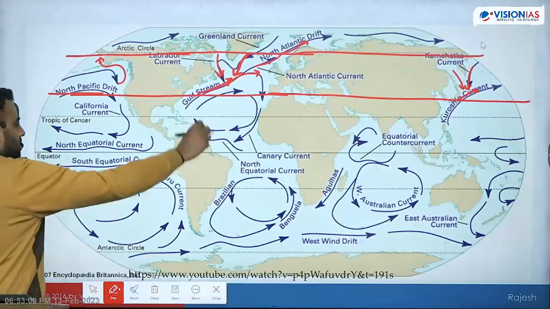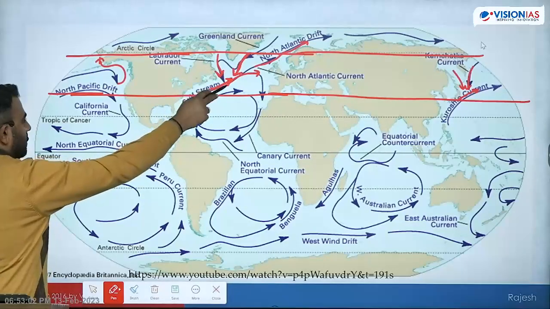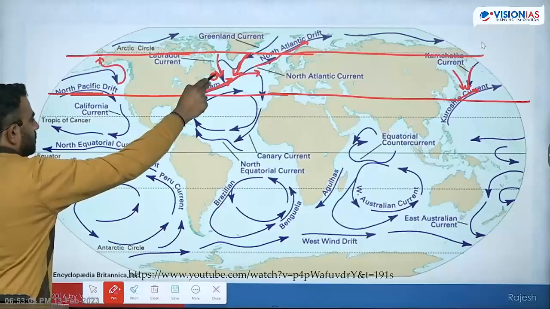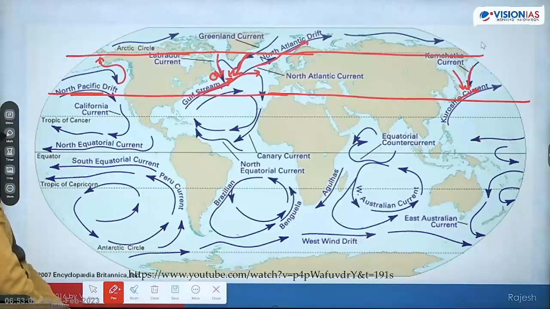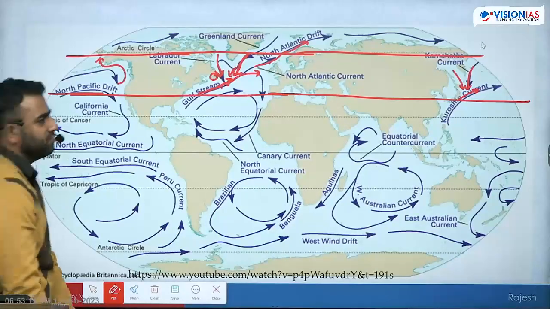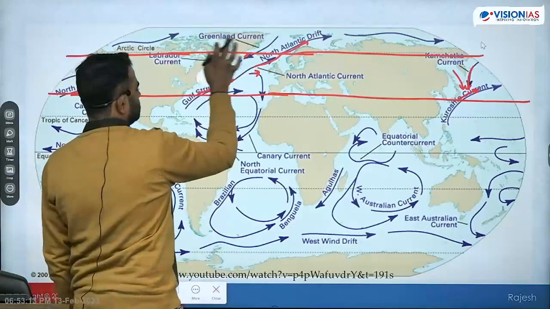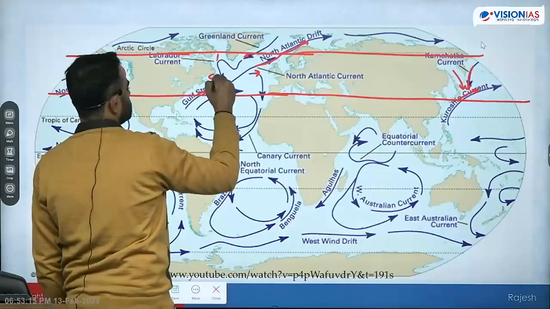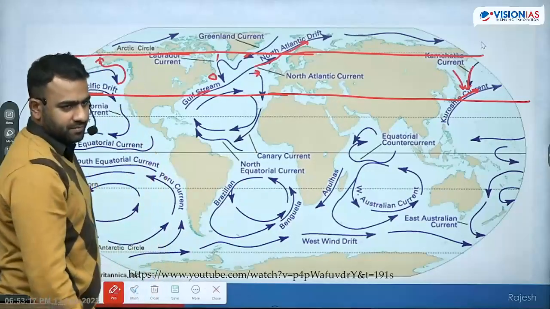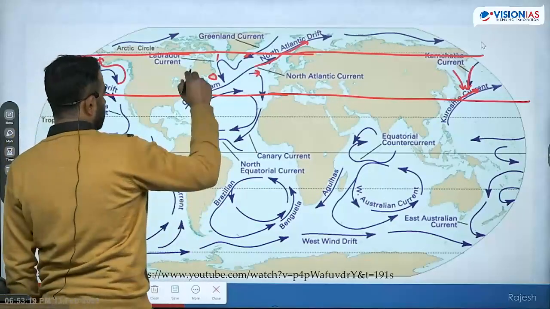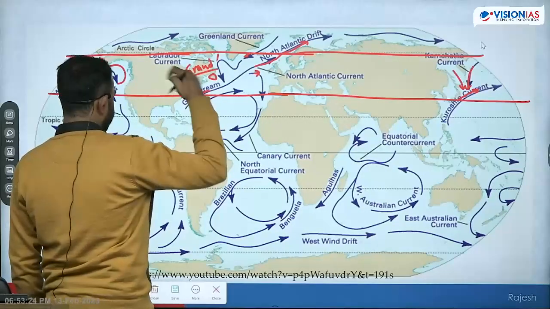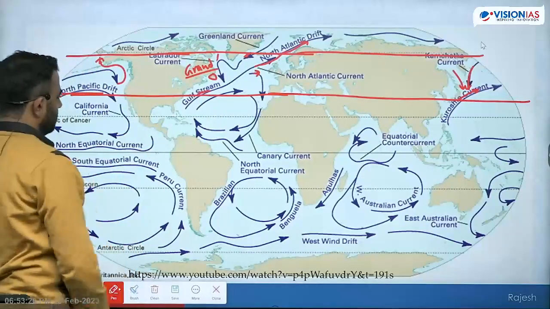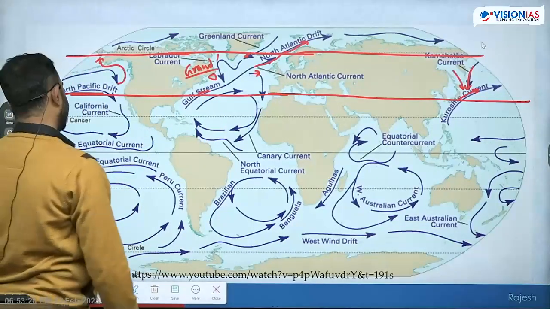So the merging of the Gulf Stream with the Labrador Current happens near Newfoundland Island. In the same region the East Greenland Current also merges. So here we have the world's largest fishing bank. The entire Newfoundland Island is known for fishing activity. Near here we have the local fishing bank, which is called the Grand Bank.